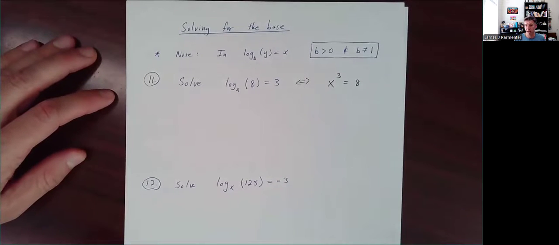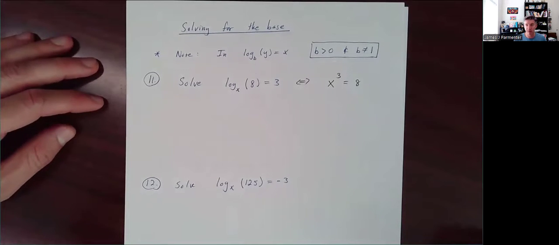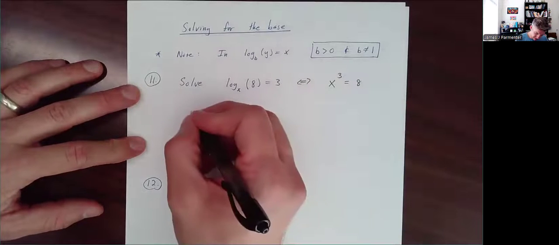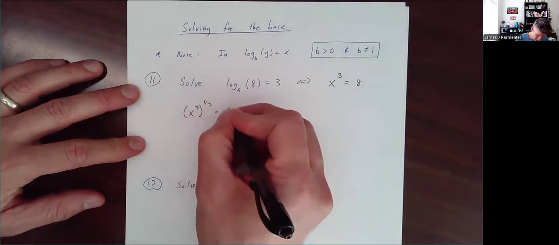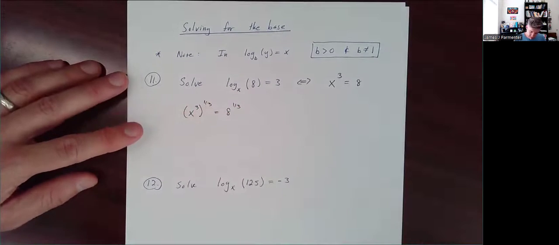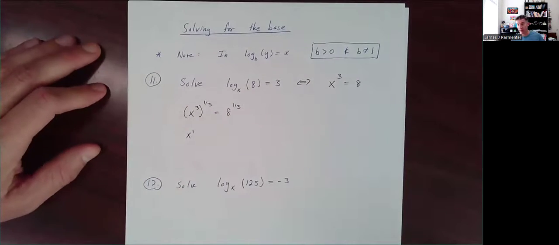And then I could know the answer, or I could try to isolate x by raising both sides to the reciprocal power. So if I have x to the third equals 8, that's the same as x to the third to the 1/3 equals 8 to the 1/3. X to the third to the 1/3 is x to the first, which you could and should just write x.